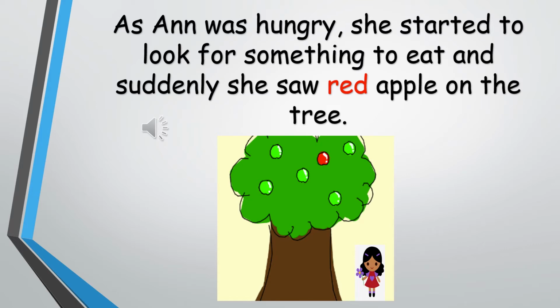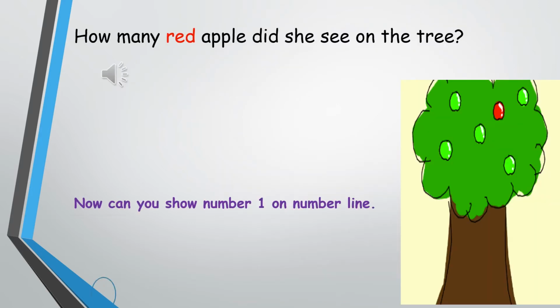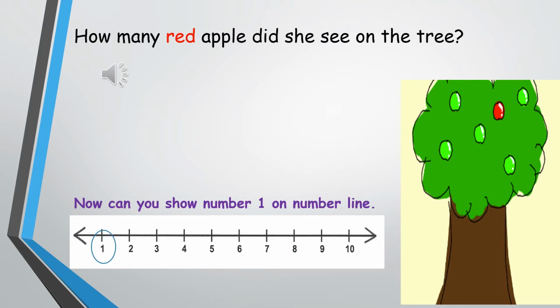Anne was very hungry. She started to look for something to eat and suddenly she saw red apple on the tree. Children, how many red apples did Anne see on the tree? Yes, there is only one red apple. Well done, kids. Now, can you show number 1 on number line?